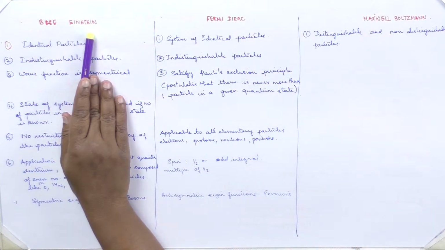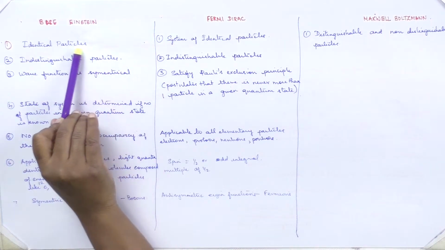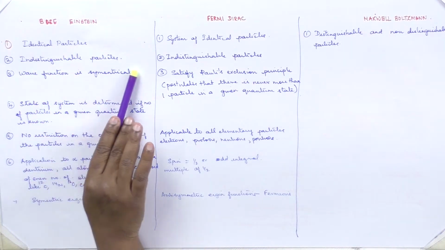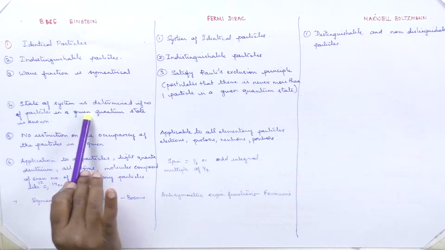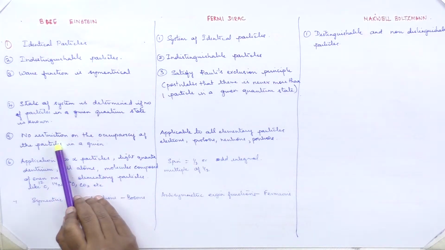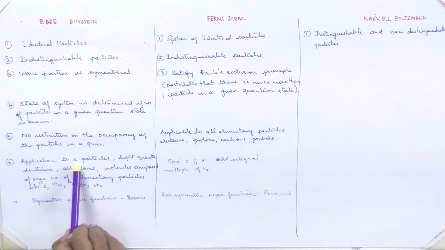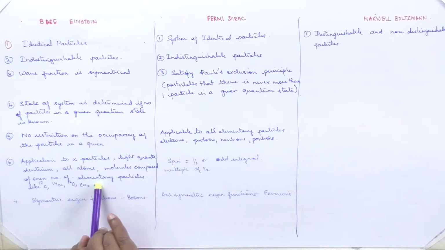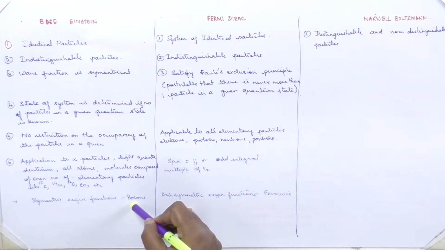In the Bose-Einstein model, we have identical properties and the particles are indistinguishable, the wave function is symmetrical, and the state of the system is determined if the number of particles in a given quantum state is known. There is no restriction on the occupancy of particles in a given system. Applications include alpha particles, light quanta, deuterium, and atoms and molecules composed of an even number of elementary particles like carbon, nitrogen, oxygen, carbon dioxide, etc. The eigenfunctions are symmetric in nature and they are called bosons.